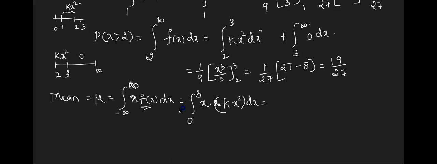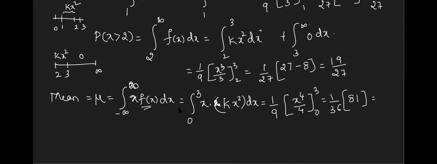K comes out, which is 1 by 9. It is now x cube. What is the integration of x cube? X raised to 4 by 4. Limits are 0 to 3. Correct? So it is 9 fours are 36. 3 raised to 4 is how much? 81. 81 minus 0. Can 9 be cancelled? Am I right? 9 by 4? Check.